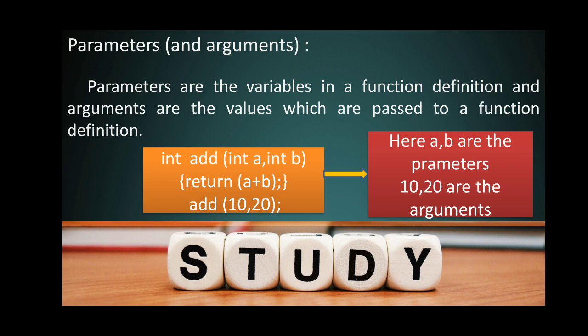Look at this example, int add int a comma b. Here add is a function name, int a and b are the parameters. In the last line, we are passing the values. Add 10 comma 20. Here 10 and 20 are the values which are passed to the function definition. So a and b are the parameters. The values which are passed to the function definition, 10 and 20, are arguments. In simple, a and b are parameters, 10 and 20 are arguments.